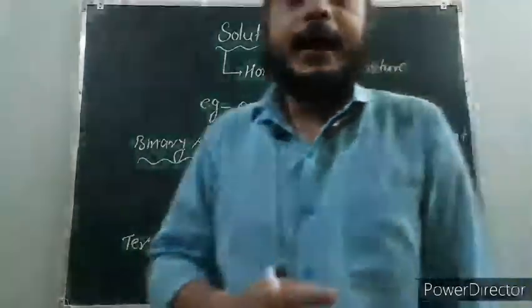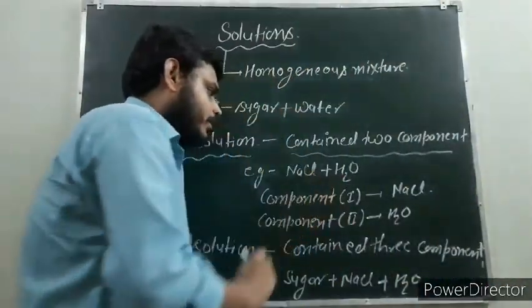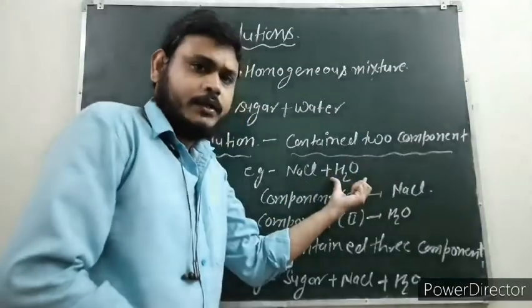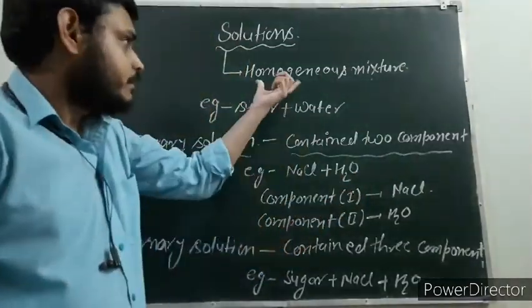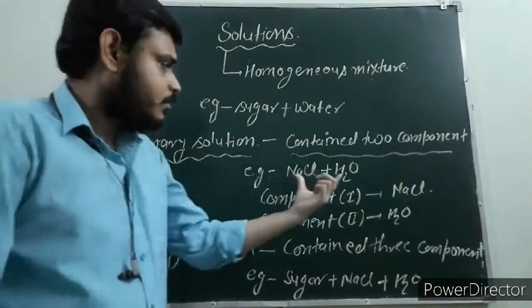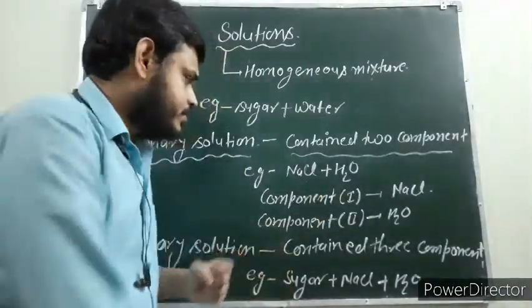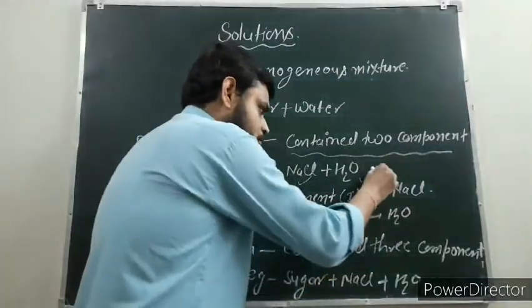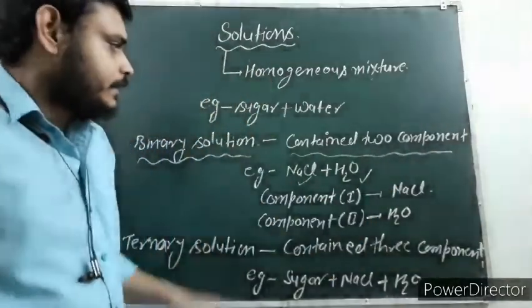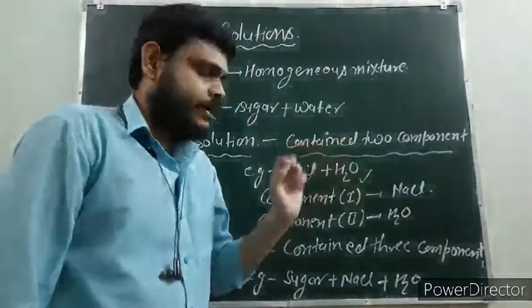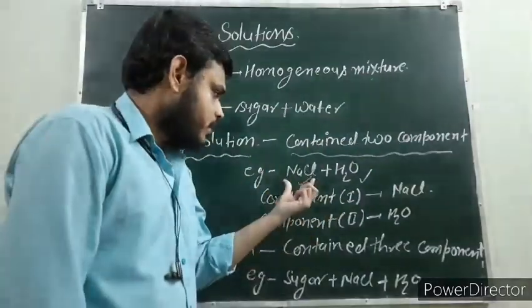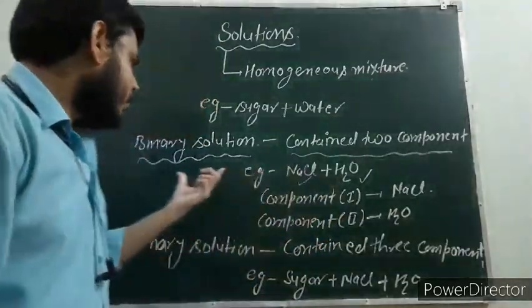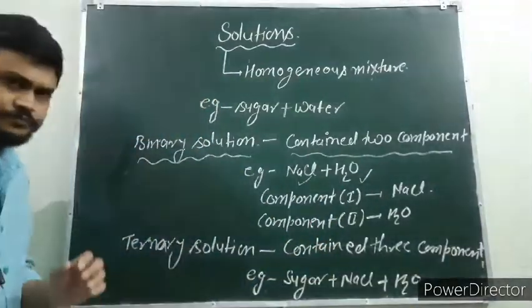When we add NaCl into the water, the NaCl dissolves into the water to form homogeneous mixture. In this solution, the one component is NaCl and the second component is H2O. It means that this solution contains two components. First NaCl, second water. So this is the example of binary solution.